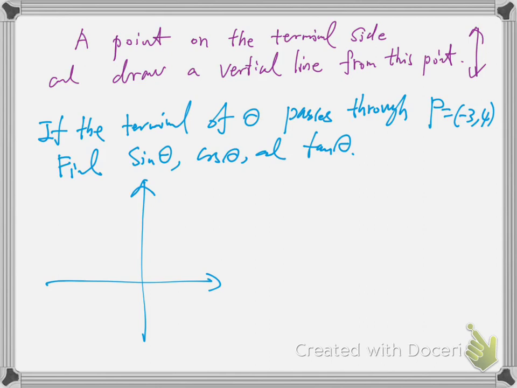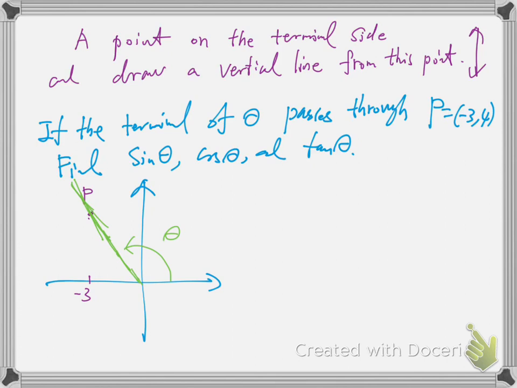So first, where is this point P? This point P is (-3, 4). So this is the point, right? Okay, so this is point P, and P is on the terminal side of the angle, so this is the terminal side, the green side. So this is the angle. The rotation starts from the positive x-axis to this green line.